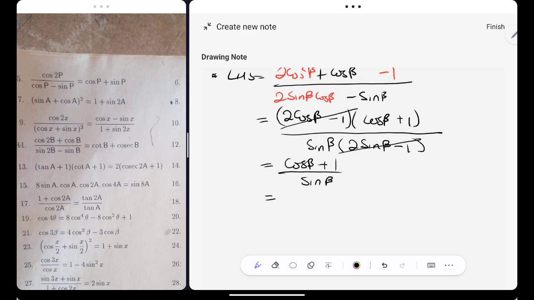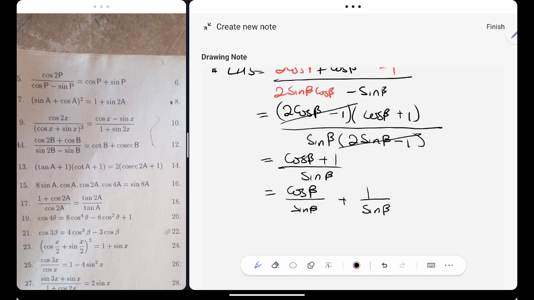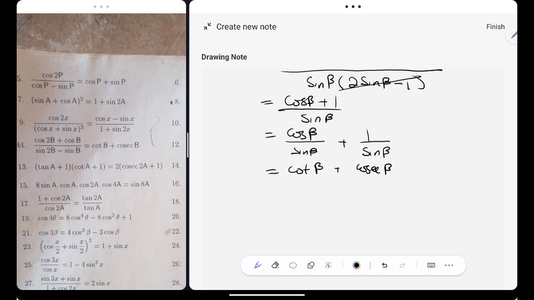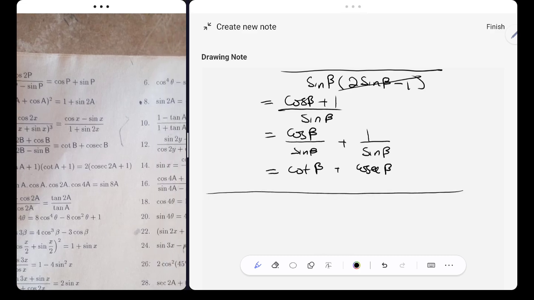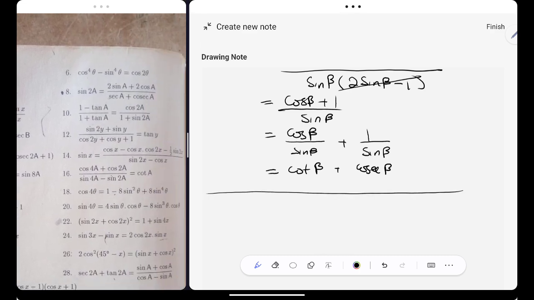Since I only have one term in the denominator, I can simply do this: cos beta over sine beta plus 1 over sine beta, right? So this cos beta over sine beta is the same as cot beta. This one is cosec beta. So I've proven that the left hand side is indeed equal to the right hand side.